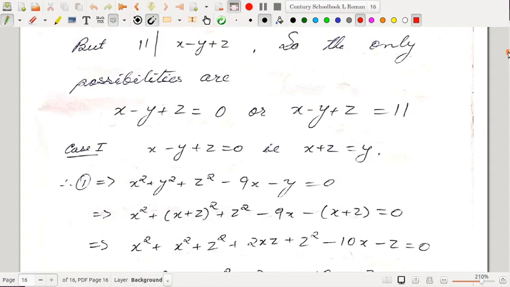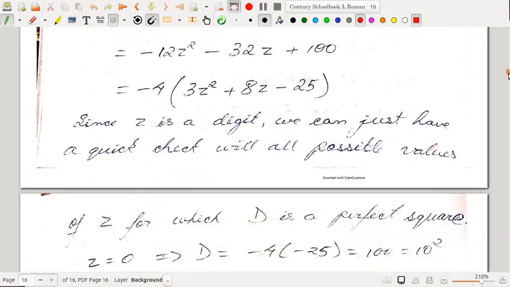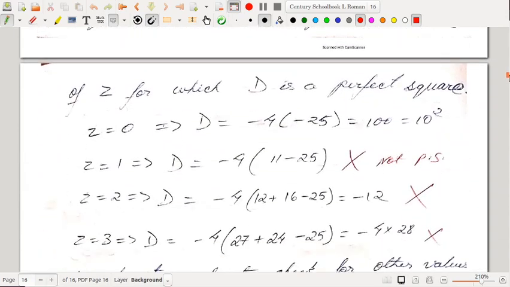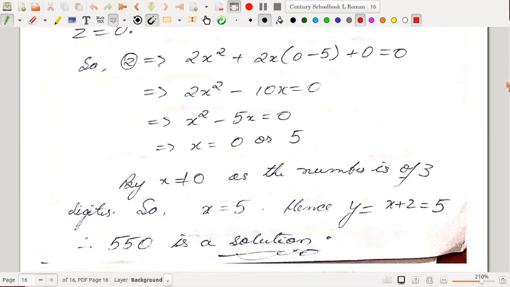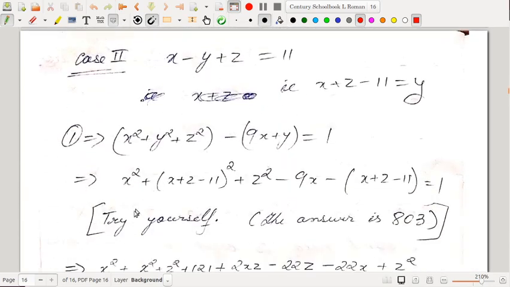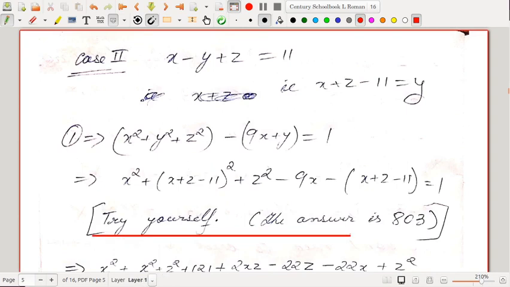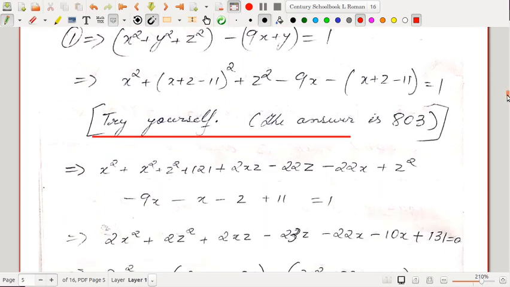Okay, so I had done the case 1 in the earlier lecture, and through case 1 the answer that came was, I think, 550. 550 is a solution, and I had asked you to solve the remaining part. Okay, this was where I stopped in the last lecture. x minus y plus z is 11, so I had written that try it yourself. So let us see how we can complete it.